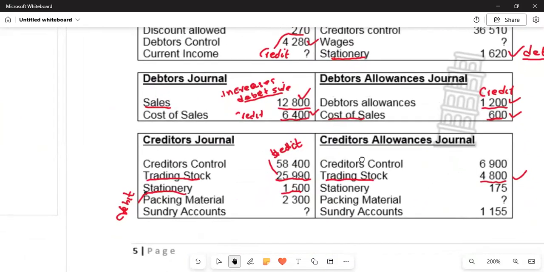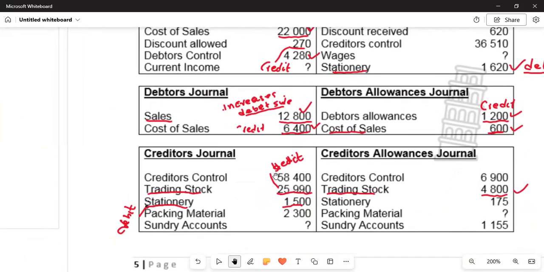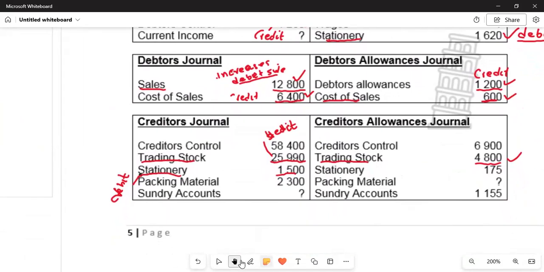Credit side of our stationery. So creditors control from the creditors allowance journal. Not cash, but creditors allowance journal. We have creditors allowance journal, and we do have what? Stationery of how much? Of 175. It goes on the credit side.